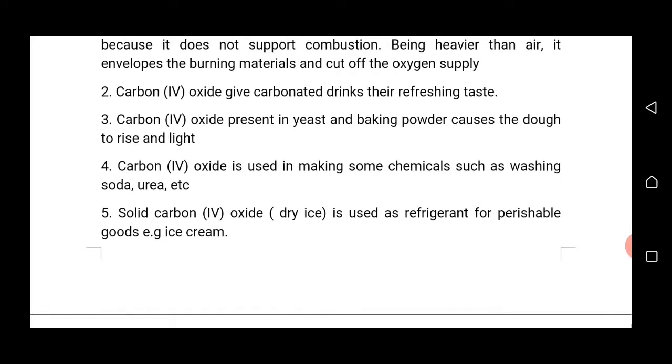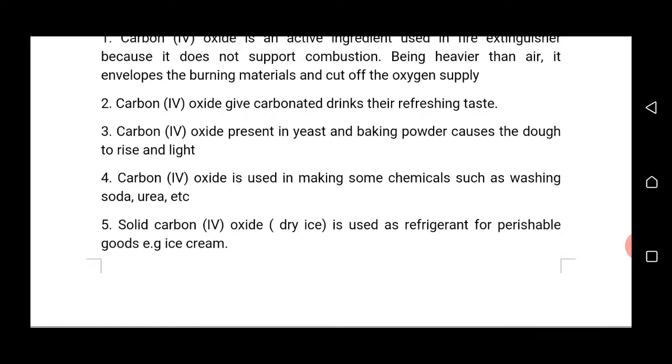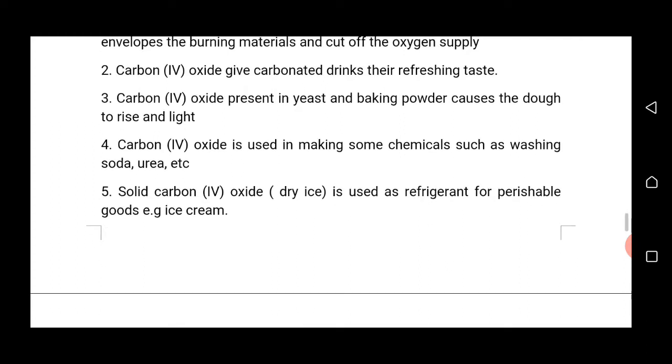Number 2 of the uses of carbon 4 oxide. Carbon 4 oxide gives carbonated drinks their refreshing taste. Carbonated drinks such as beer, champagne, Coca-Cola, and so on, CO2 is used to preserve their taste. It means carbon 4 oxide gives carbonated drinks their refreshing taste.